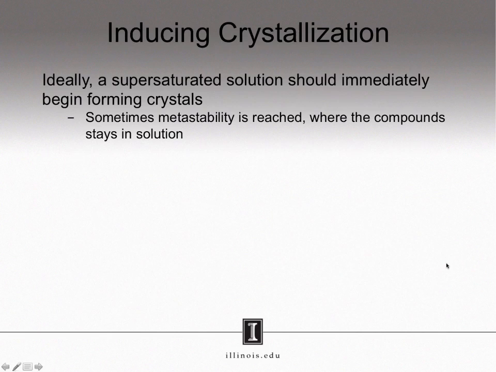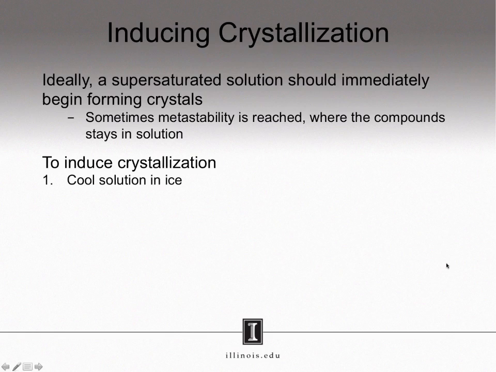Let's say you were performing a recrystallization, you've done everything properly, but crystals just won't form. Why might this happen? Ideally, when you make a supersaturated solution, the solute should immediately leave the solution and form crystals. Occasionally, something called metastability is reached, where the solute refuses to return to the solid phase and form crystals. To try and encourage crystal formation, or what we call induce crystallization, you can take a few actions.